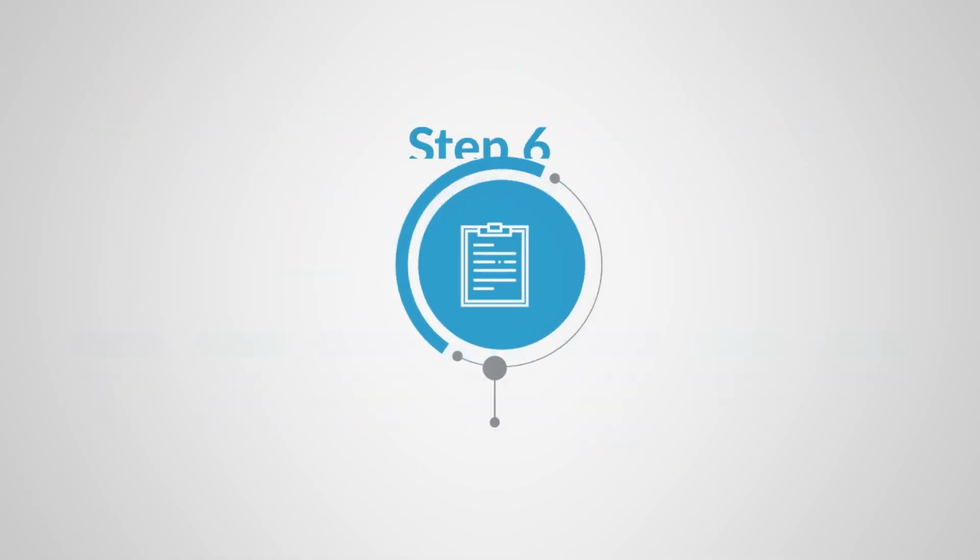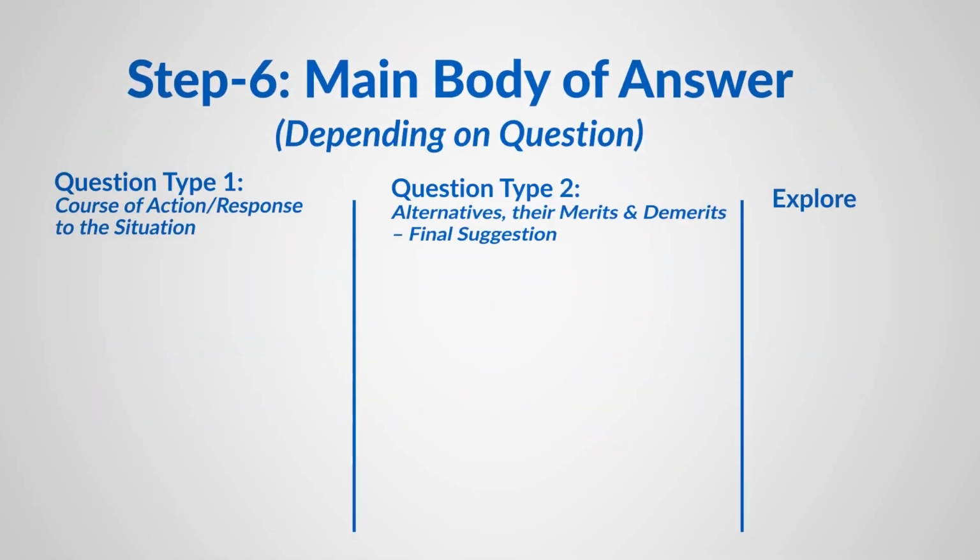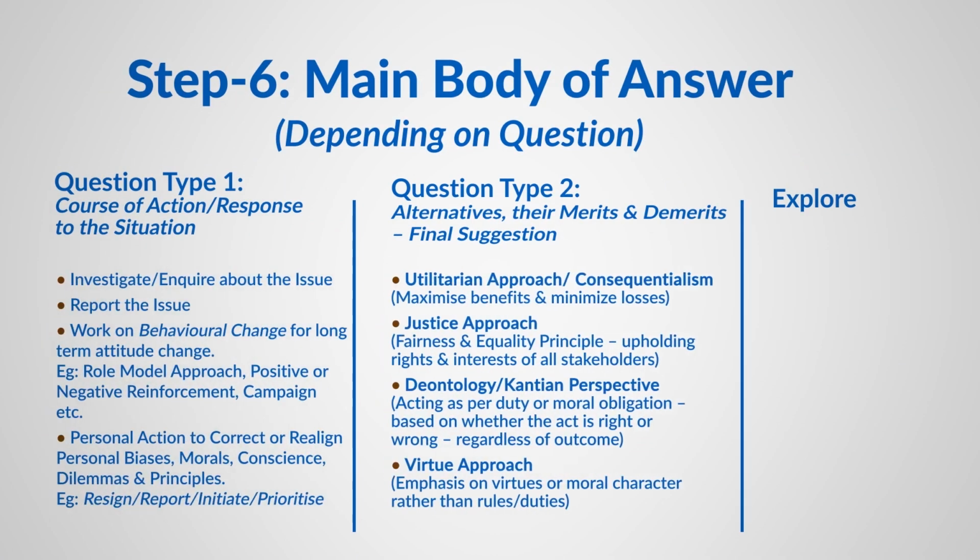Now that you've brainstormed everything, here comes the main body, the written body of the case study. A separate PDF can be found in the description with the detailed course worksheet describing the questions that you can answer. These questions are primarily of two types. The first ones are about the courses of action, the responses that you're going to take by building an argument following all the previous steps pertaining to the specific situation at hand. While the other type can be about the alternatives you could give, the merits or demerits of each alternative that you're going to give, followed by your final suggestion.